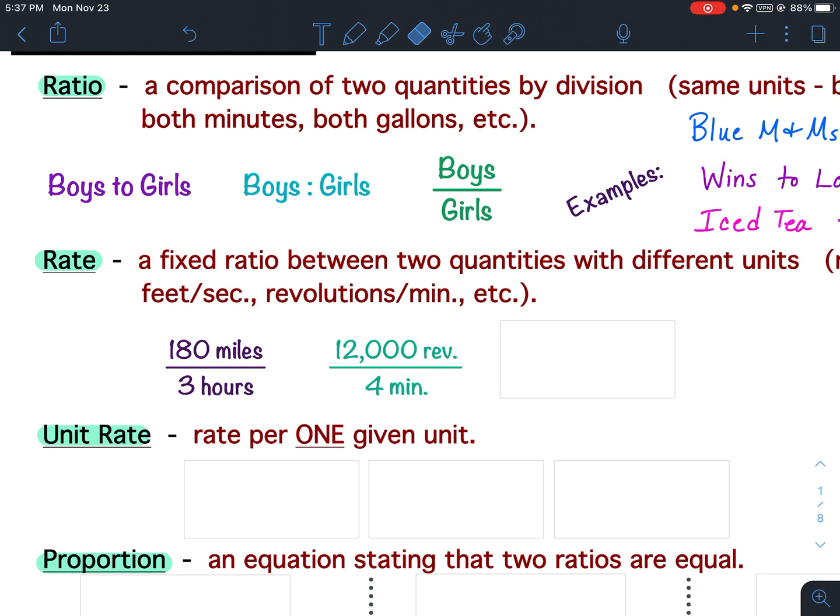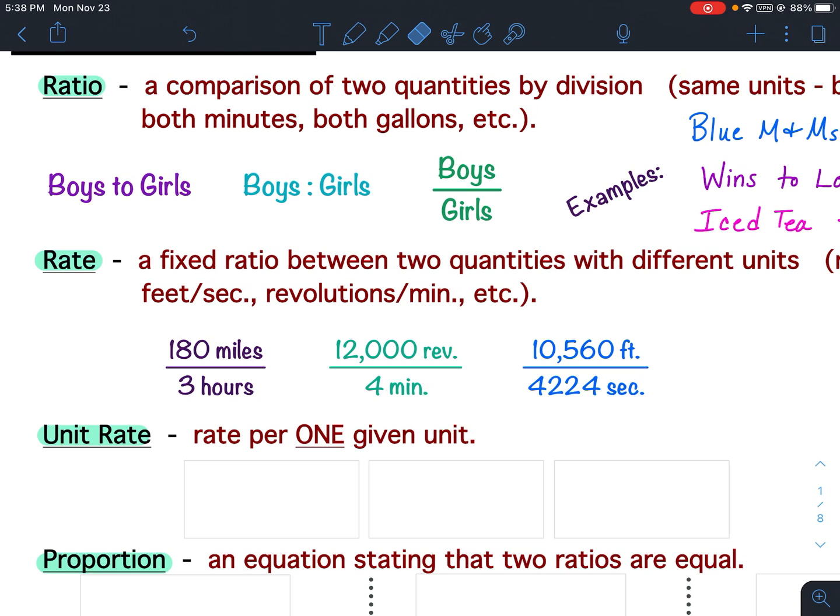Another one would be 12,000 revolutions in 4 minutes. A revolution is like one full rotation, and I'll talk more about that in a moment. But 12,000 revolutions in 4 minutes. Another one would be 10,560 feet in 4,224 seconds.